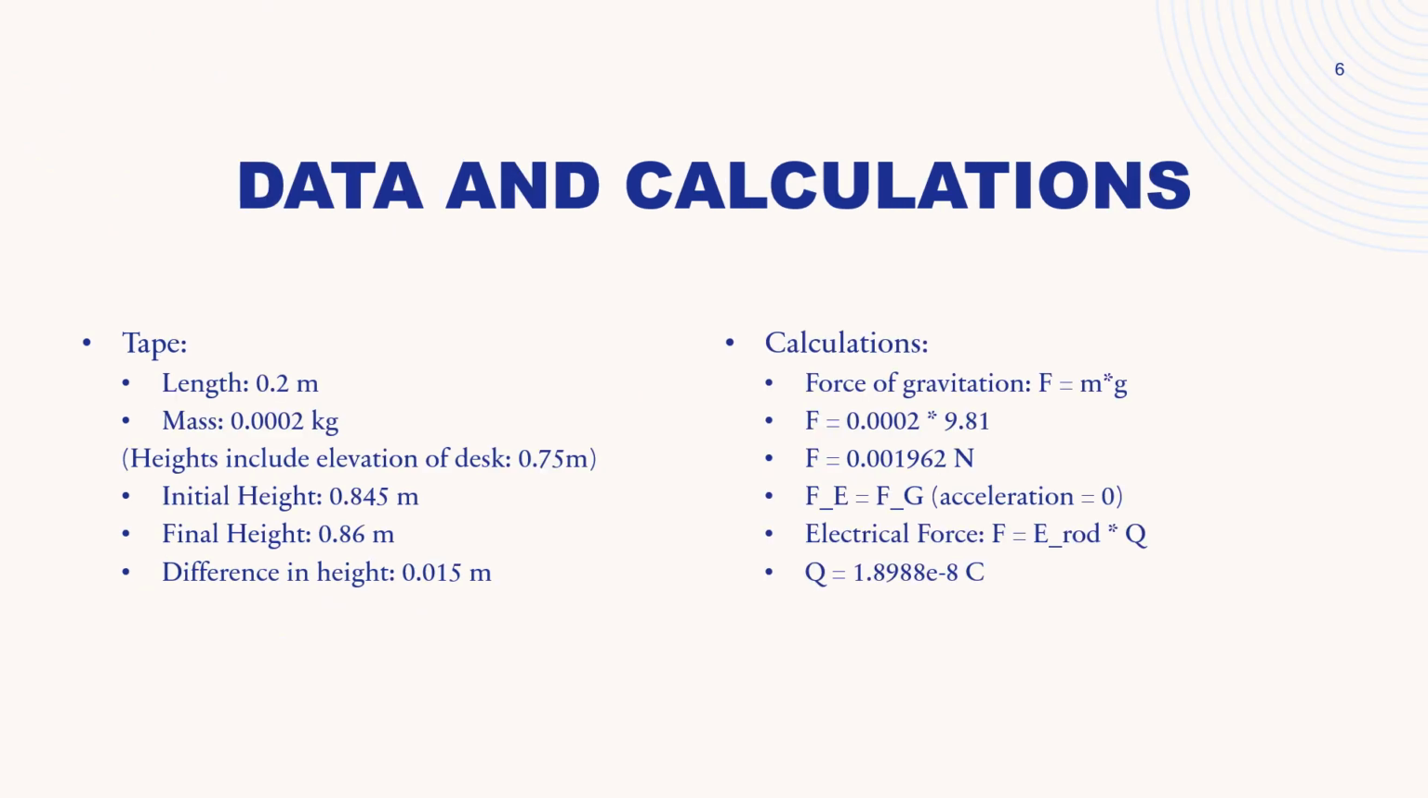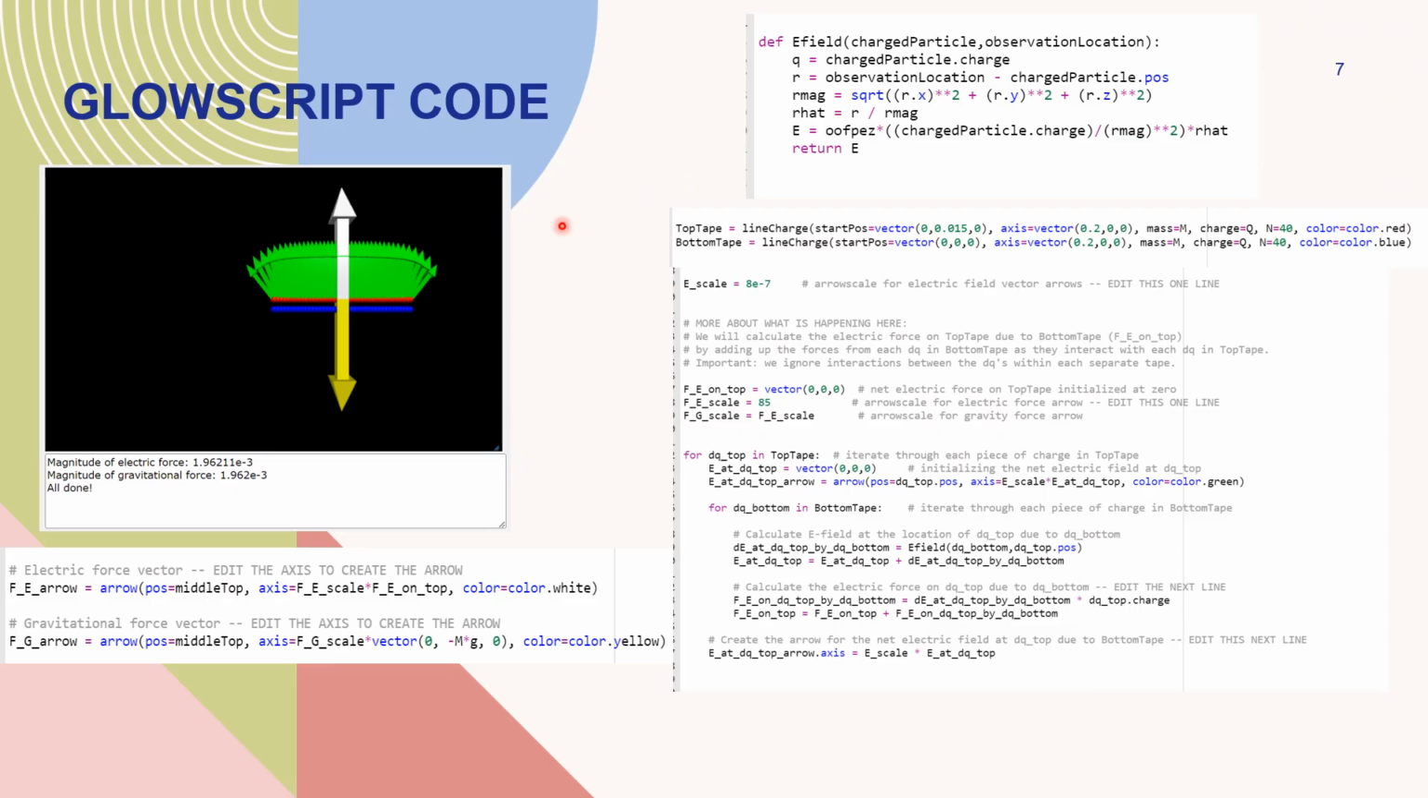In calculations, we have the length as 0.2 meters for the tape, the mass as 0.0002 kilograms, and the difference in height was 0.015 meters. We used the gravitational force and the electric force to find charge, which was 1.8988e-8. For our Google script code, over here you can see the visual result. We got similar magnitudes for both the electric force and the gravitational force, which was a success.